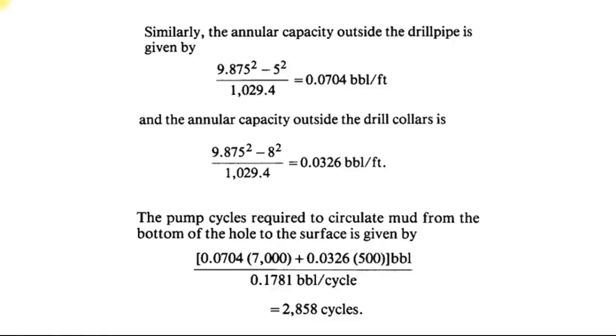annulus. The next thing is the annular capacity of the drill collar: the inside diameter of the borehole minus the OD of the collar, and we can get this. Similarly, by putting in all the values, 7,000 feet of drill pipe multiplied by its annulus capacity plus 500 feet of drill collar multiplied by its annulus capacity, we can find the total annulus volume and divide it by the pump factor. We can calculate the number of cycles the mud pump has to work to displace all the mud from the bottom of the hole to the surface, and that's it.